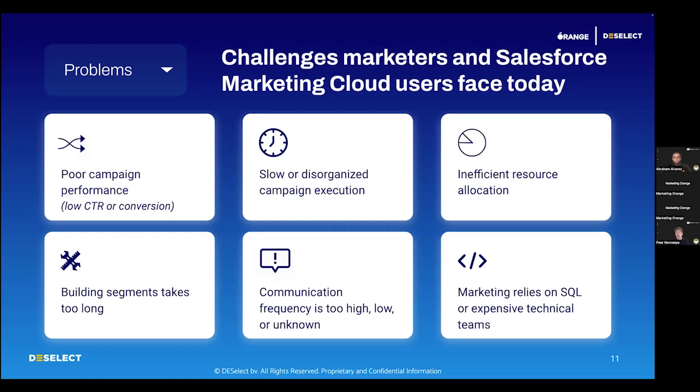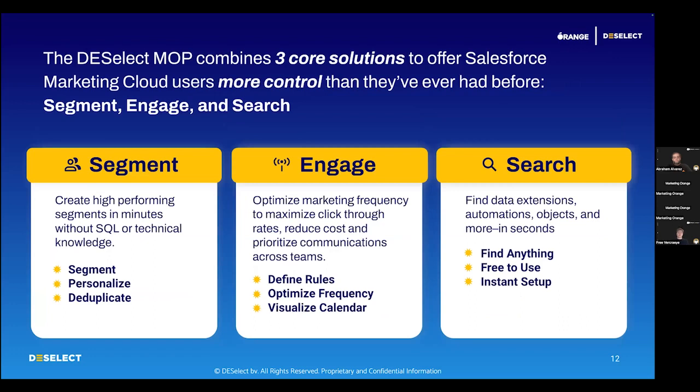And another sign might be that your communication frequency with your contact base is either too high, which can lead to unsubscribes, or it's too low, which means you actually leave money on the table. You're not optimally engaging your contact base. So what do we offer? DESelect's marketing optimization platform at the moment consists of 3 solutions for Marketing Cloud. It gives users more control, and the solutions are called Segment, Engage, and Search.